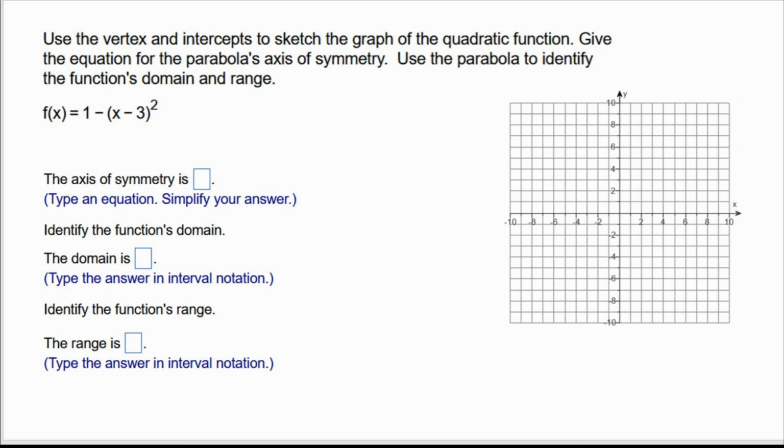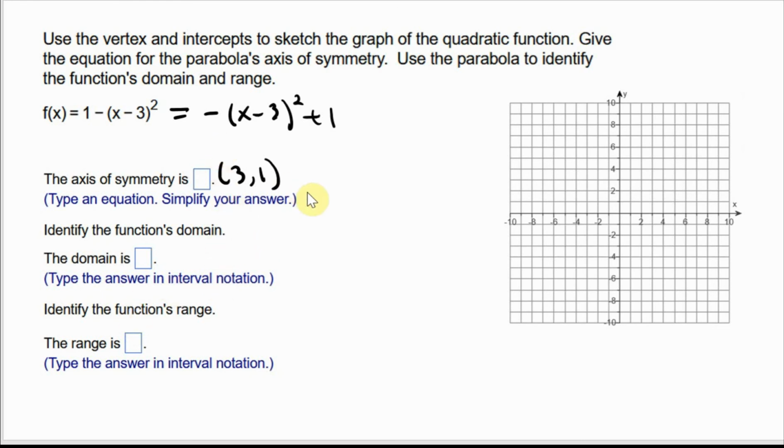So here, use the vertex and the intercepts, which could be x and y, to sketch the graph. Find the axis of symmetry and the domain and range. So notice this is in the standard form. We can write it like this. So the vertex is 3, 1. The domain and the range, well, I like to get those by just looking at the graph. That's interesting how they pose that.